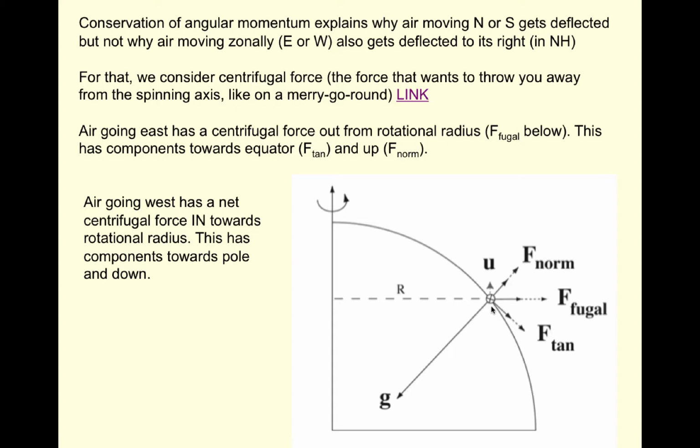So for this graph, an object moving east to west would be coming up out of the screen at you at this point right here. That would be what an object going east to west would look like in this scenario.